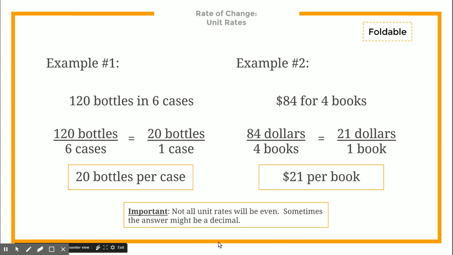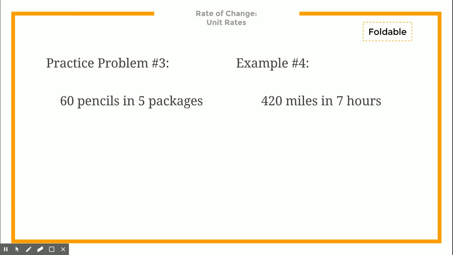Now, one thing that I want to make note of that you'll see here at the very bottom of the page, it says not all unit rates will be even. Sometimes the answer might be a decimal. So for instance, if instead of 120 bottles per case, it was 124 bottles, which doesn't really make sense in this example, we could see that when you divided the numerator and denominator by 6, you would get a decimal. So it is very important to note that in these examples that I showed you, they are even, but that is not necessarily the case. All right, you've got 2 practice problems that are on your foldable. Take a second, try these out, and submit your answers.